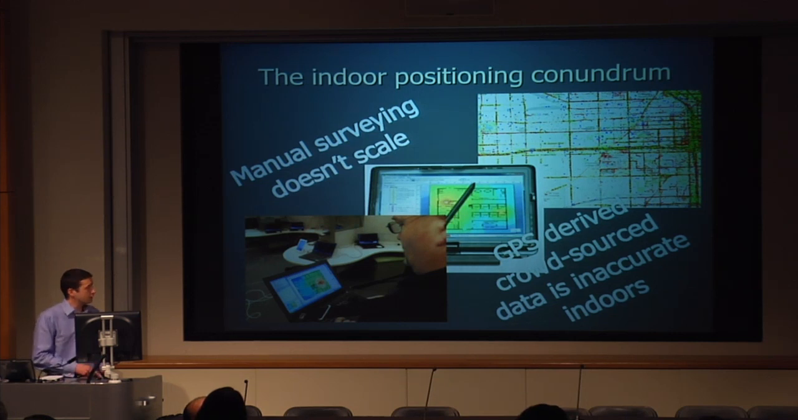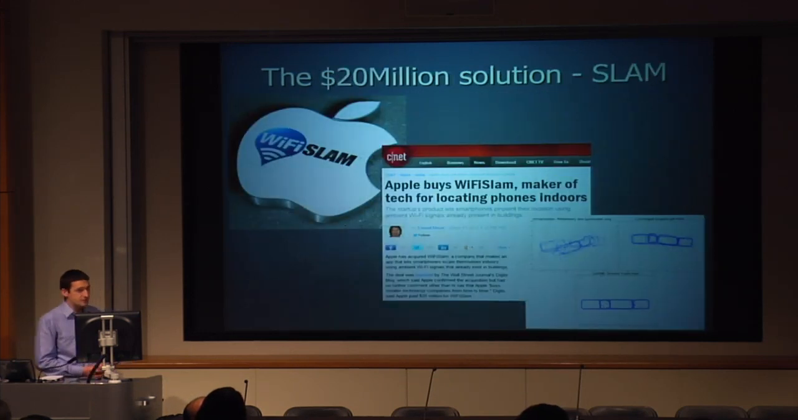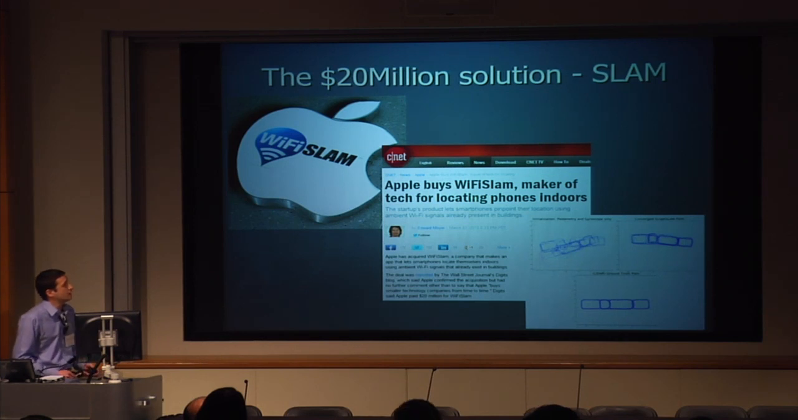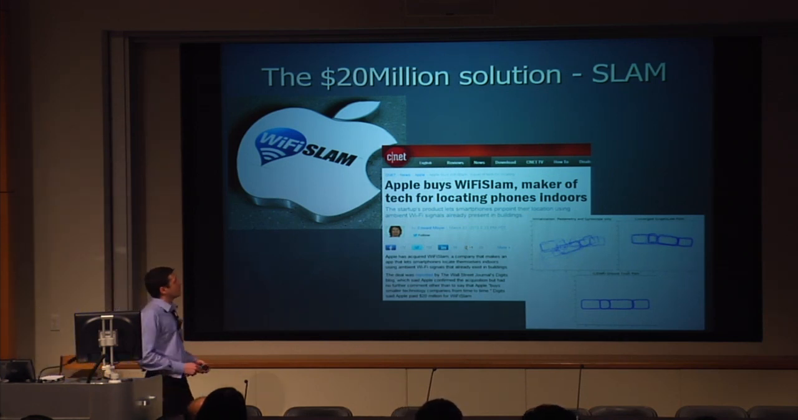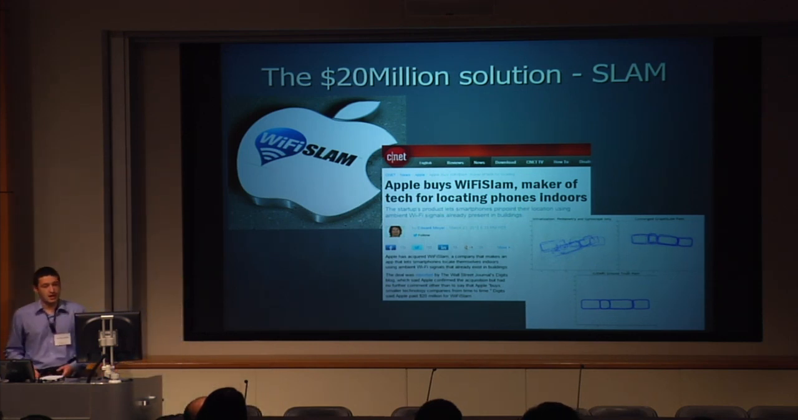So this is a bit of a problem. But there's a solution. And it was a very clever move from Apple in April this year when they bought a little company of three people that had existed for about 2 years at the time called WiFiSLAM. And they paid $20 million for this technology. And what it is, basically, is an auto-surveying scheme.